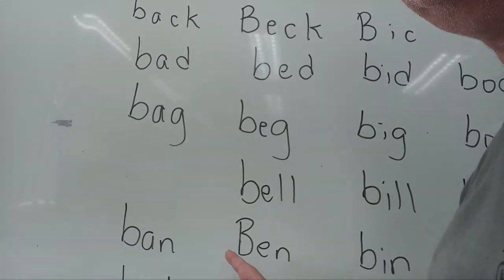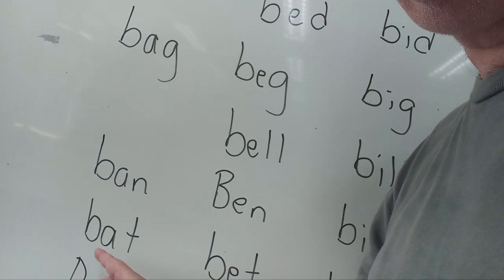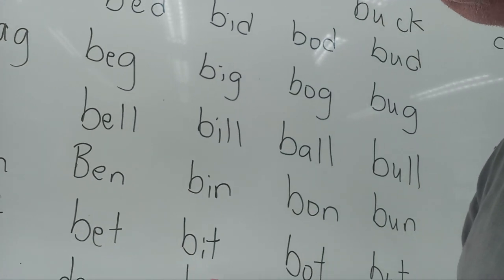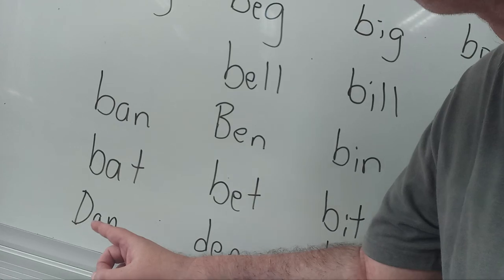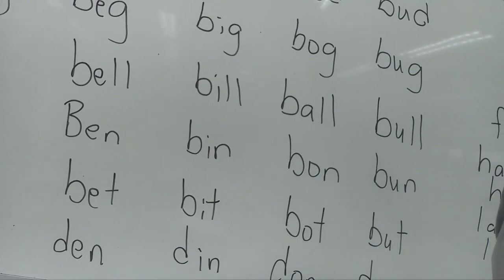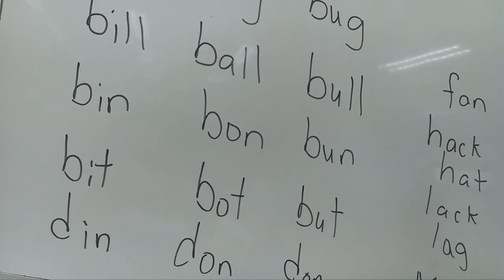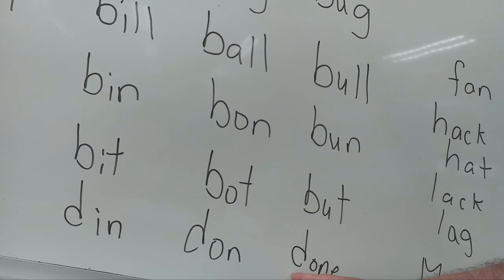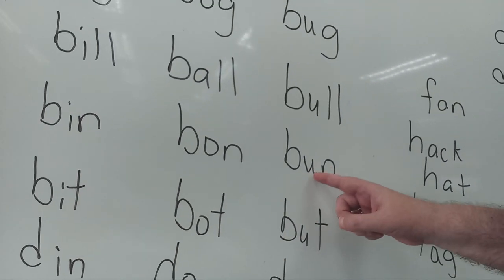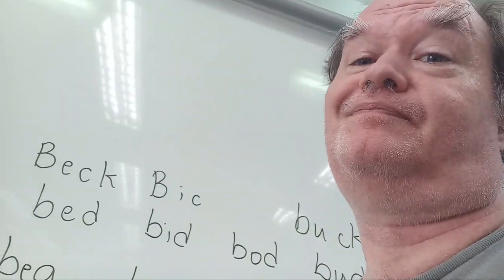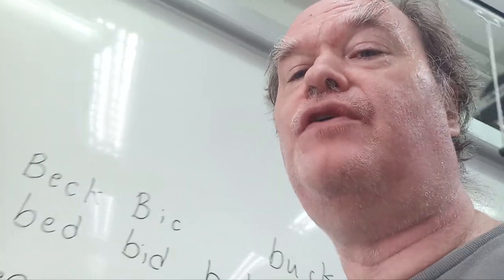Here. Ban, ben, bin, bon, bun. Bat, bet, bit, bought, but, and then, din, don, done. Right. Okay, so again, this is the letter O, right? But this is not pronounced don. This is pronounced done. This is bun, this is done. These words rhyme, okay?